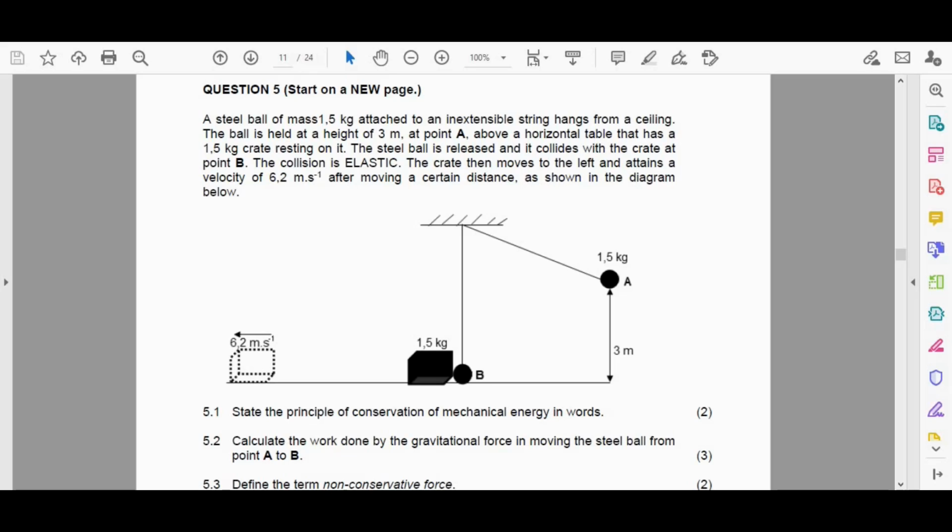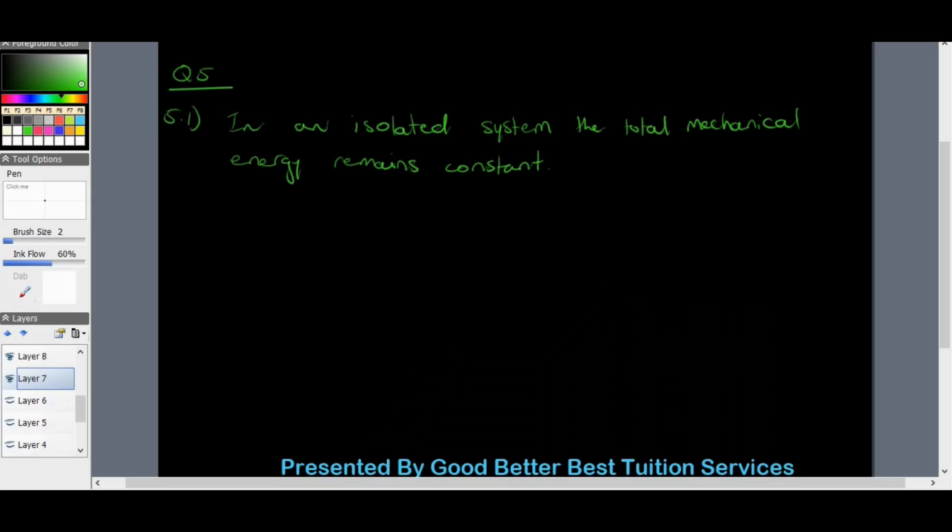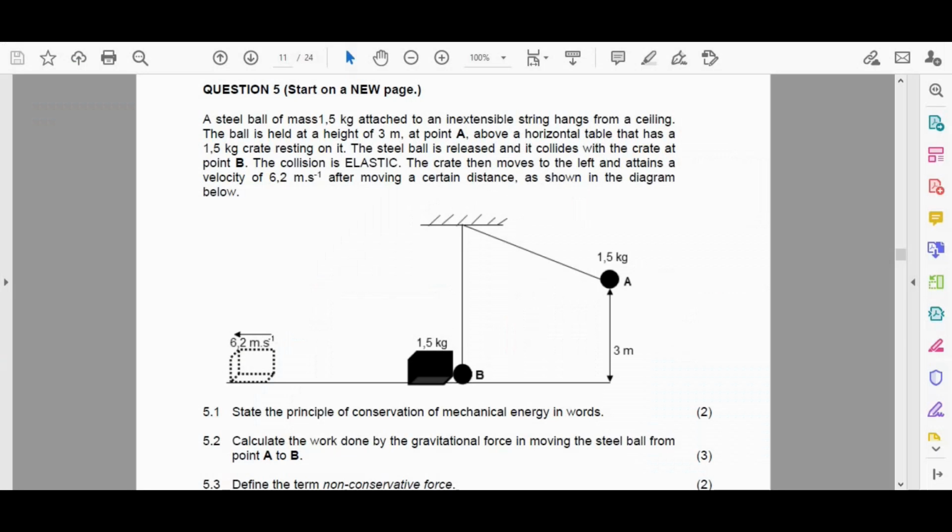First question, as usual, 5.1: state the principle of the conservation of mechanical energy in words. In an isolated system, the total mechanical energy remains constant. That is the definition for 2 marks, which is the conservation of mechanical energy. In an isolated system, the total mechanical energy remains constant. Let's have a look at the next question.